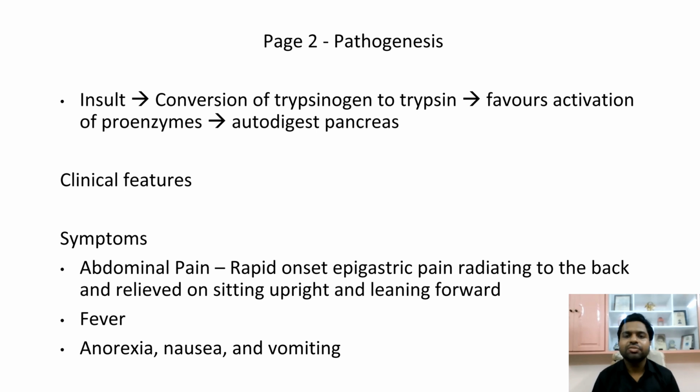Then coming to clinical features, symptomatology. Initially the person is going to have sudden onset epigastric pain, which will be radiating to back and will be relieved on sitting upright and leaning forward position. Then the patient can also have nausea, vomiting, anorexia, and also fever. So these things you are going to mention.